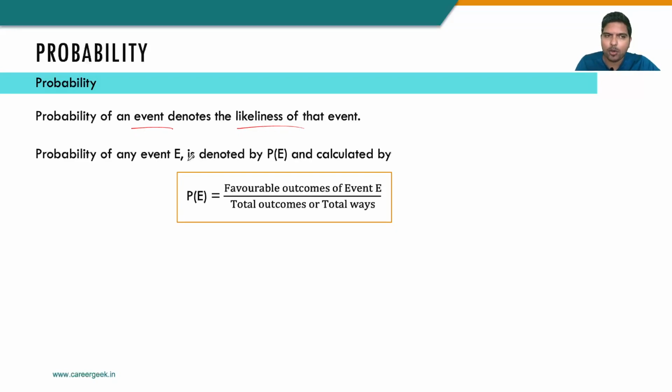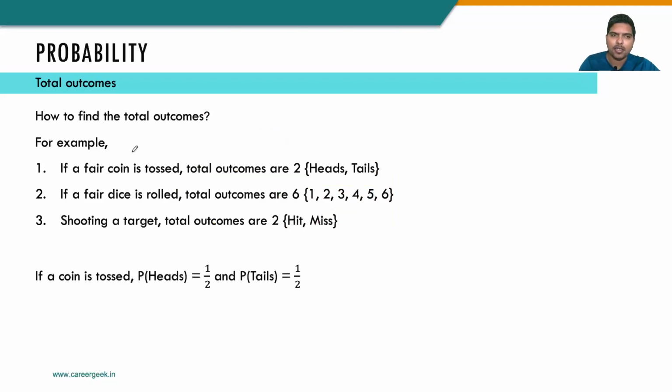So what is the basic formula of probability? Probability of any event. So we will call that general event as E. So the probability of that event happening is P of E and is calculated by favorable outcomes of that event. That event can be anything that will be clearly given out in the question, divided by total outcomes of that event, or the total ways basically.